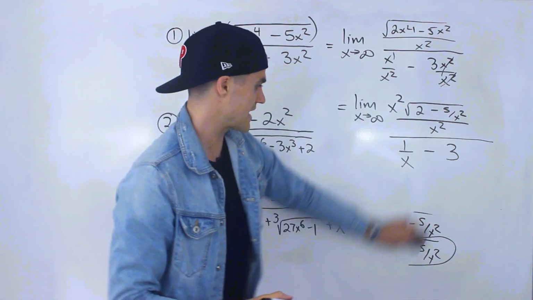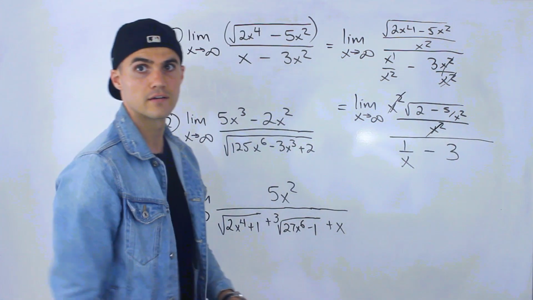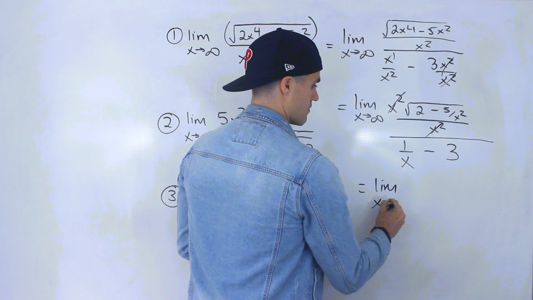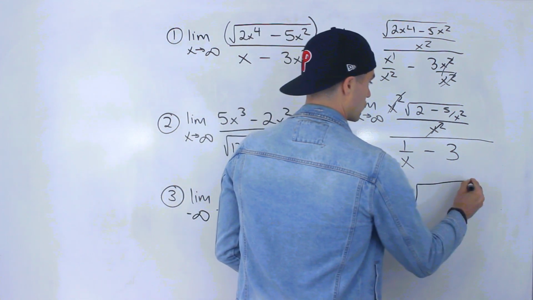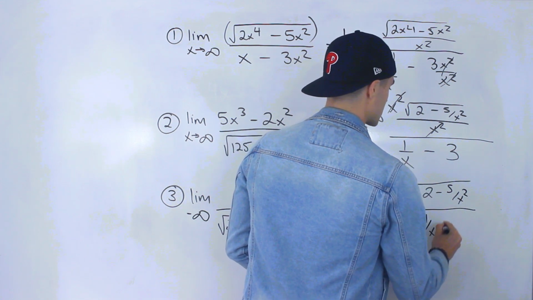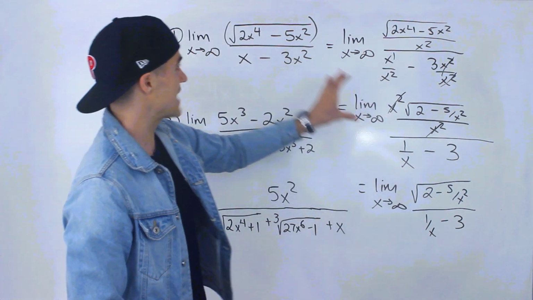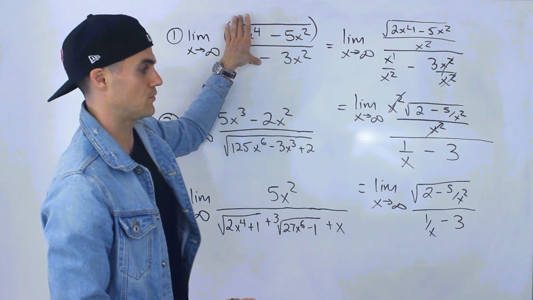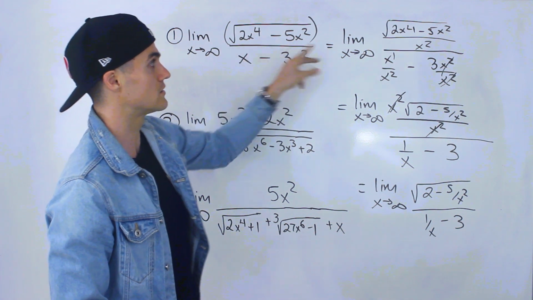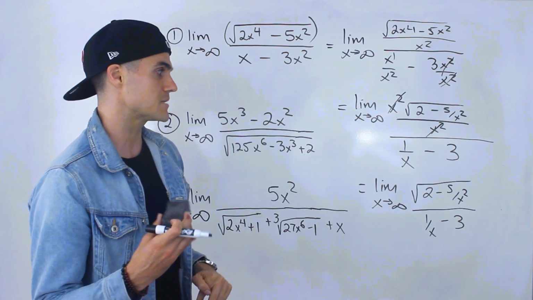And notice now what's happening is this x squared and that x squared cancel out. And so what we're left with is the square root of 2 minus 5 over x squared all over 1 over x minus 3. So this is the exact same expression as this. We just sort of manipulated it. And on the side, we manipulated this numerator from this to that using the tool that I introduced in the previous video. And in my opinion, that's the best way to go about it.